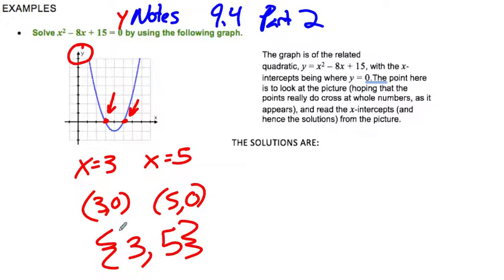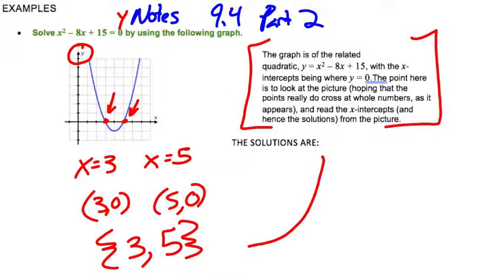This is not an ordered pair. This is saying what the solutions are. Now they do a nice little write-up. Someone walks through what they're thinking, what the question gives them, and how they get the solutions. But what I just said is also another way of thinking through it.